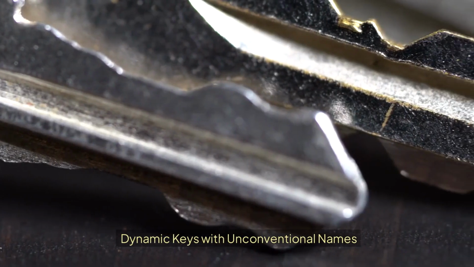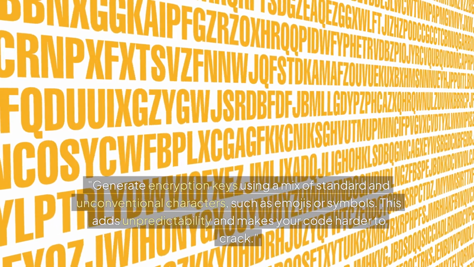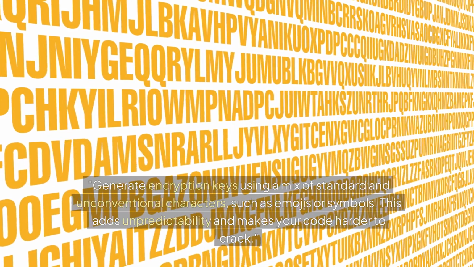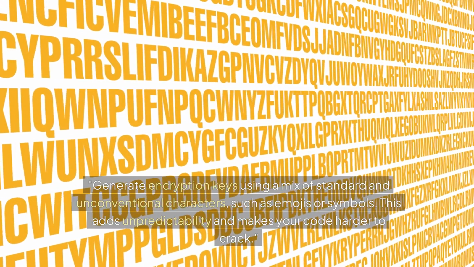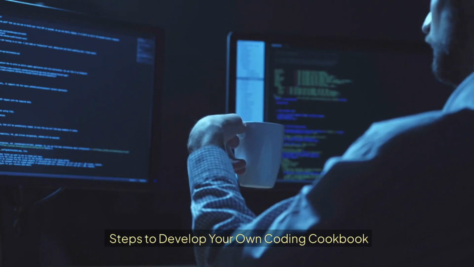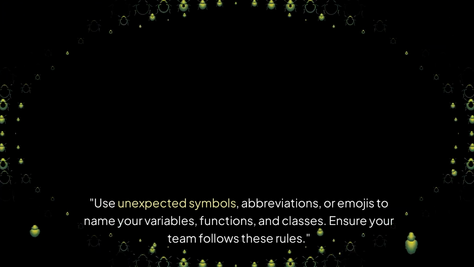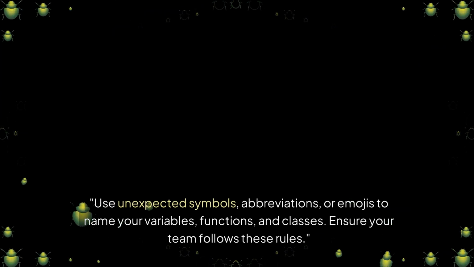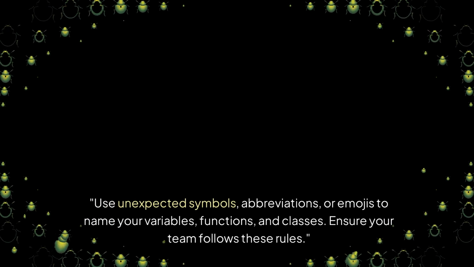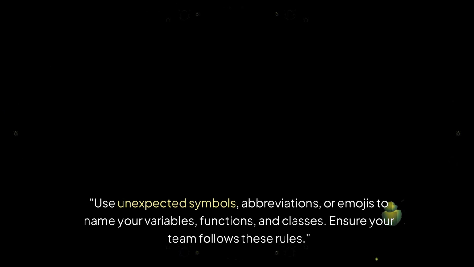Dynamic keys with unconventional names: generate encryption keys using a mix of standard and unconventional characters, such as emojis or symbols. This adds unpredictability and makes your code harder to crack. Steps to develop your own coding cookbook: create unique naming conventions, use unexpected symbols, abbreviations, or emojis to name your variables, functions, and classes. Ensure your team follows these rules.